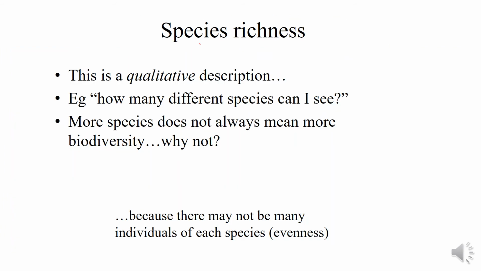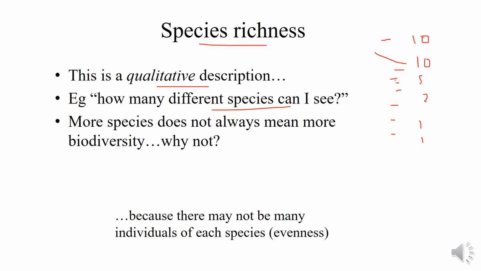Species richness is basically a qualitative description of the habitat or the ecosystem, whatever your study area. How many different species can I see? If you see many, say 10 species, this is rich, but this is not actually very rich if the individual numbers are like 10, 5, 2, 1, 1.